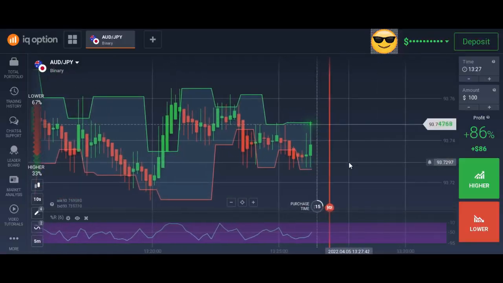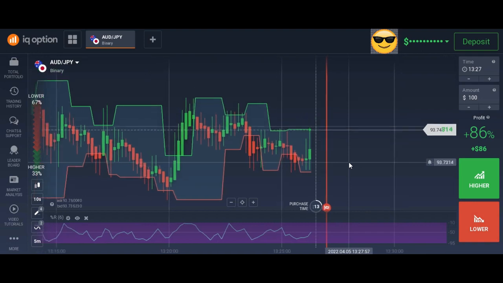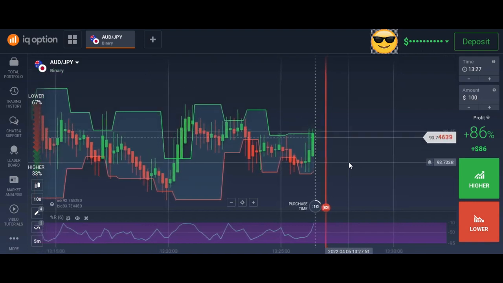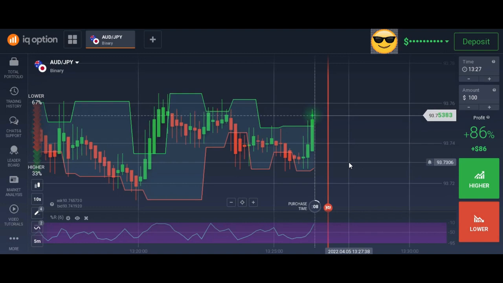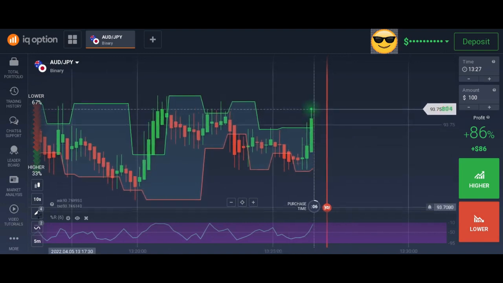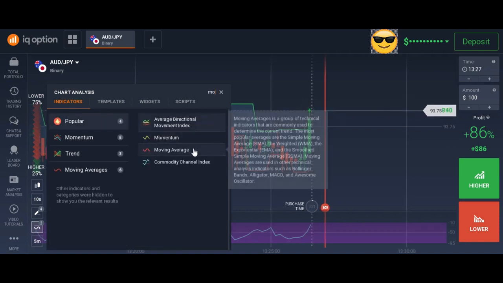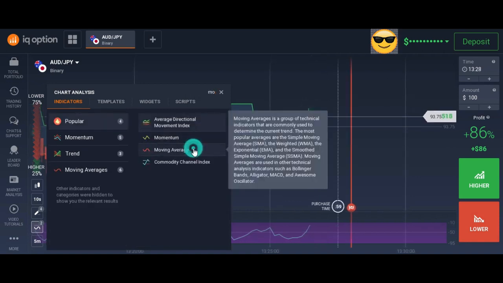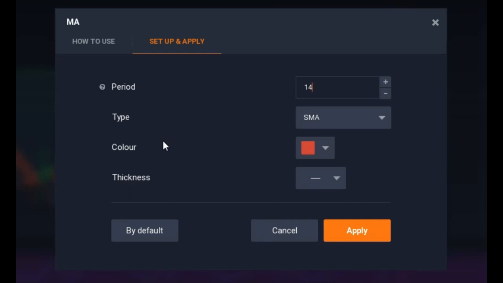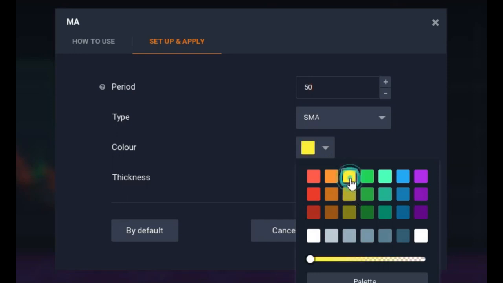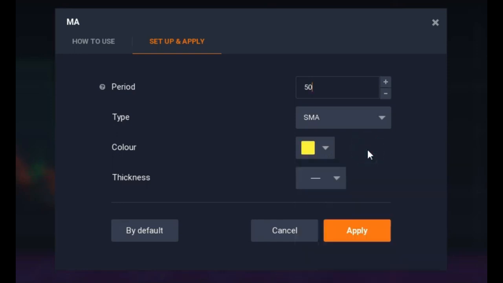This is an indicator that can send us very good entry signals, but it's always better to use it together with other indicators. Lastly, we are going to use a moving average. In period, we put 50. In type, we put SMA. In color, I put yellow, but you can use any color you want.